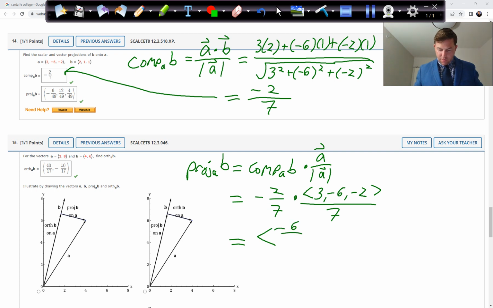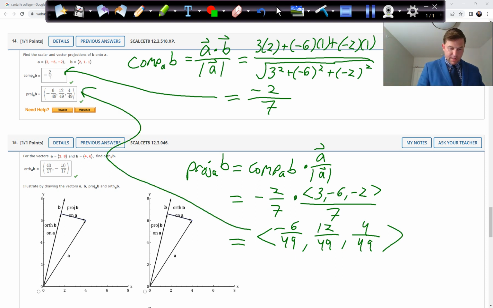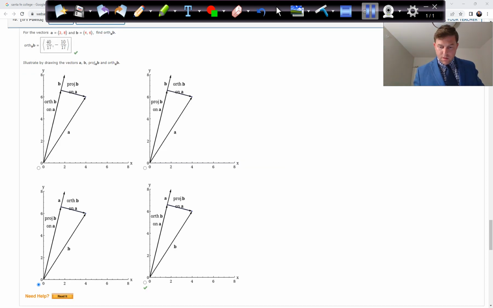double each of these 3 numbers and apply a negative. So we're going to get minus 6/7 times 7, which is 49. We're going to get minus 2 times minus 6 is positive 12/7 times 7, 49. And we're going to get minus 2 times minus 2, which is positive 4/7 times 7, which is 49. And that should go right here. Yep, looks correct. So that would be the different kinds of projections. Now, I still haven't shown you what this means graphically, but that's what we're going to do in the next problem.